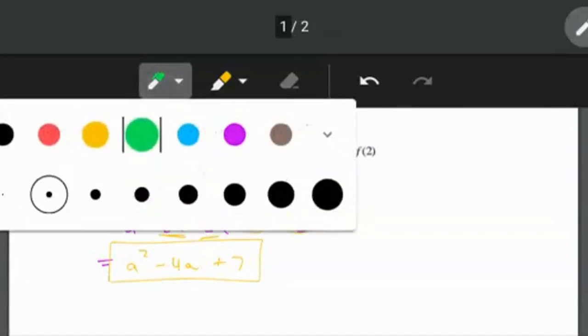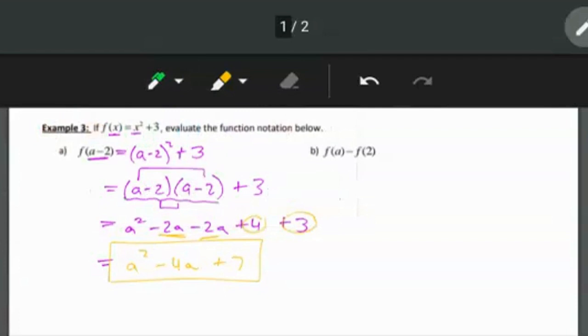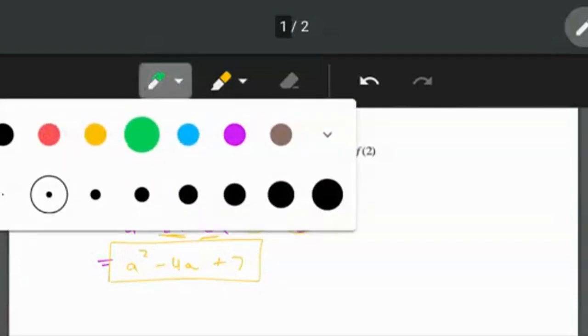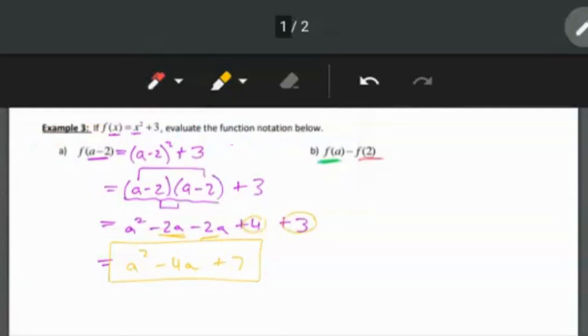All right, let's look at part B, f of a minus f of 2. Kind of have to deal with this separately. We've got this f of a, right, and then we've got this f of 2. So two different function notations. So first part, f of a, means in the x's spots, we're putting a's. So it's going to be a squared plus 3.